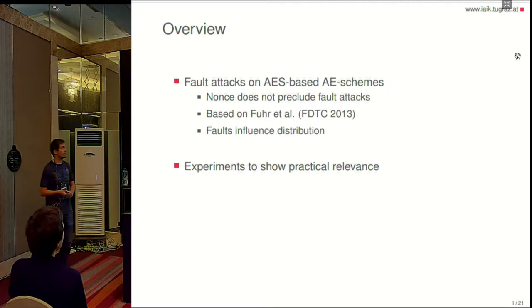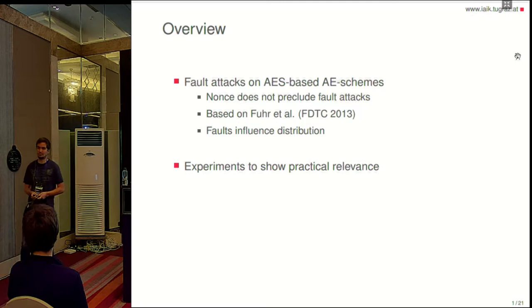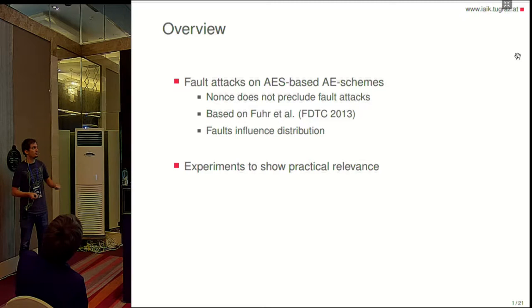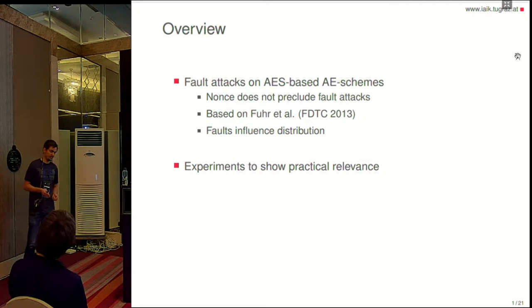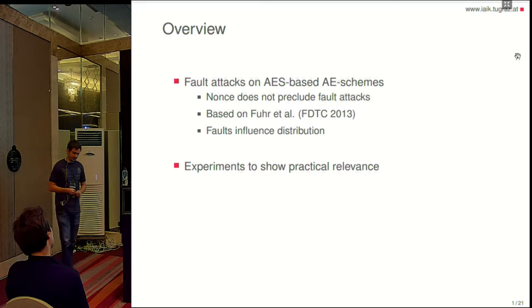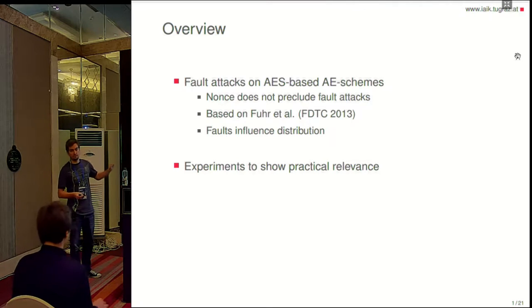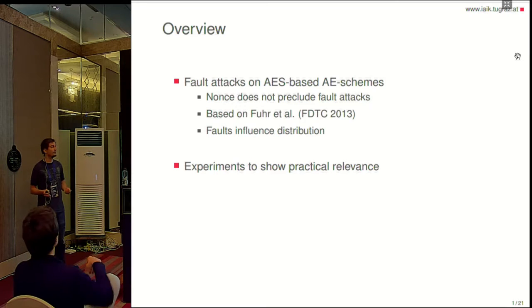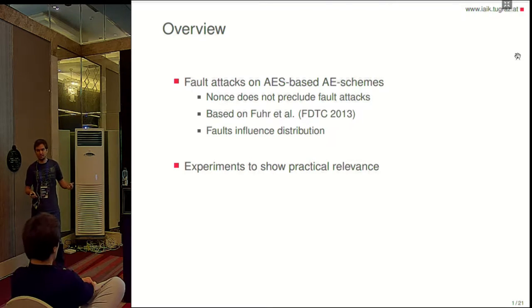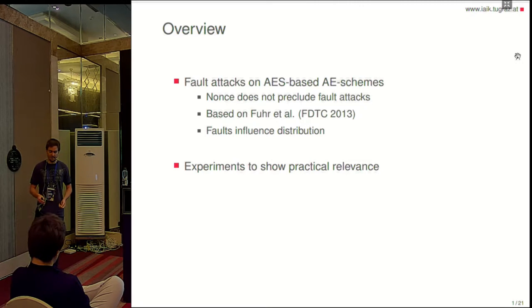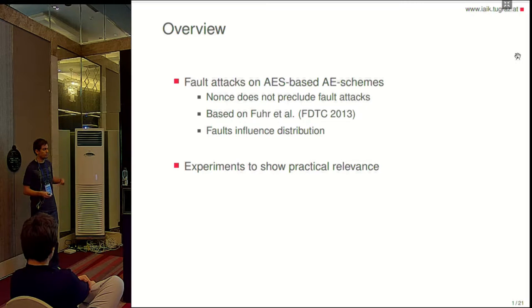Our attacks are based on work of Fuhr et al., which was presented at FDTC in 2013. For the attack, we assume that an attacker is able to change the distribution of intermediate values with the help of faults. To show that our assumptions about the faults are reasonable, Thomas and Victor did fault experiments on several different hardware platforms to show the practical feasibility of these fault attacks.